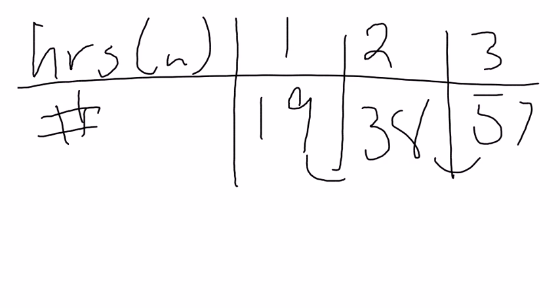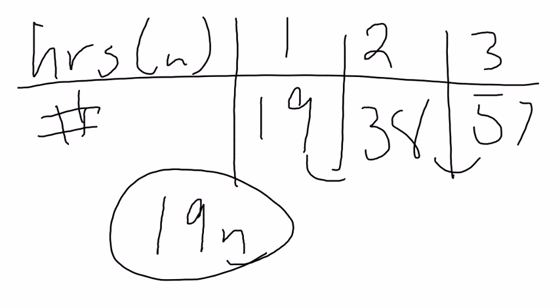So what kind of sequence is it? It's arithmetic, because you're adding the same number every time. Okay? So the number of bacteria is just 19 times the number of hours. And that's it. All right, it's the explicit formula.